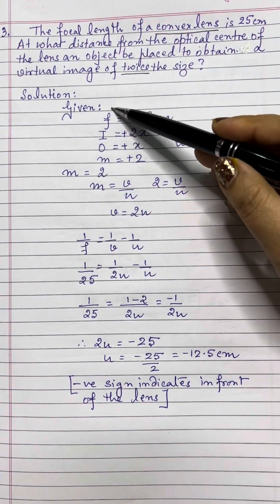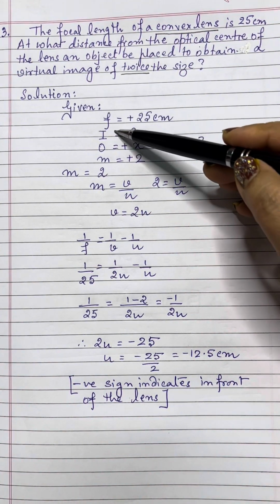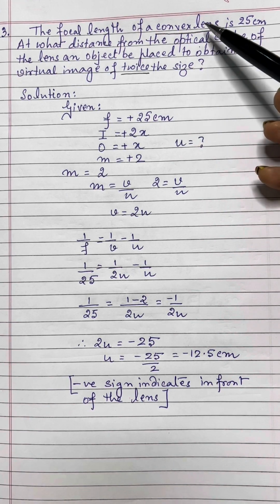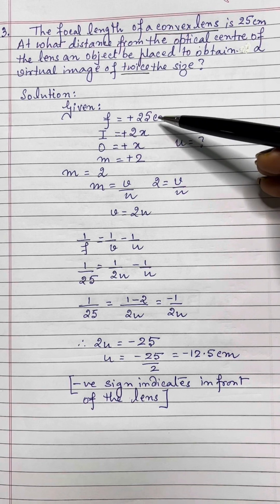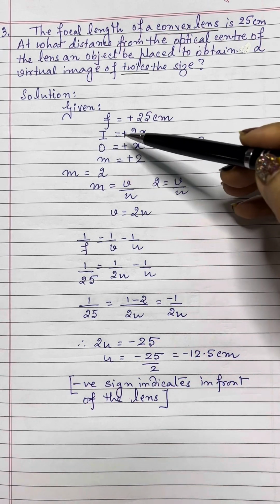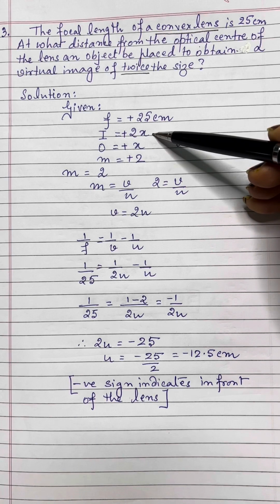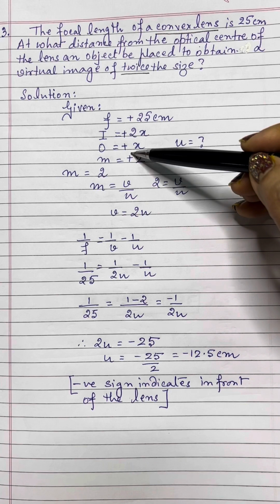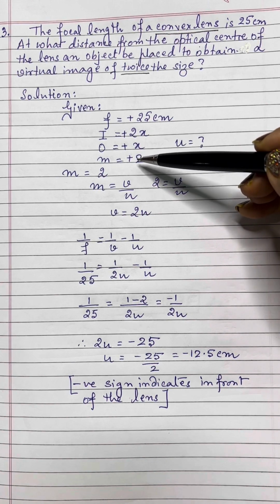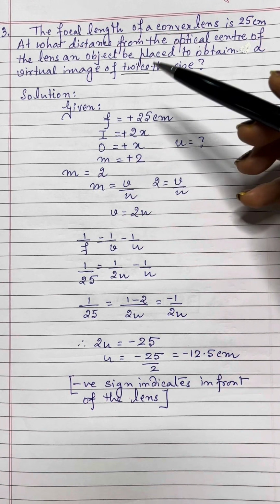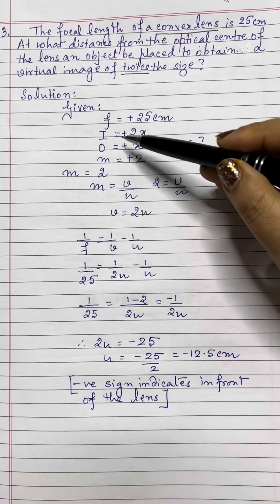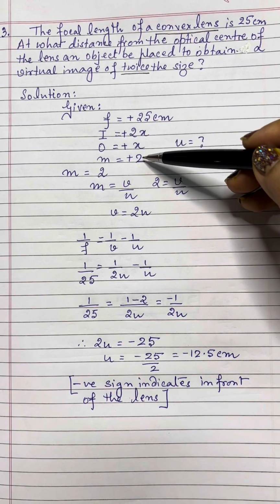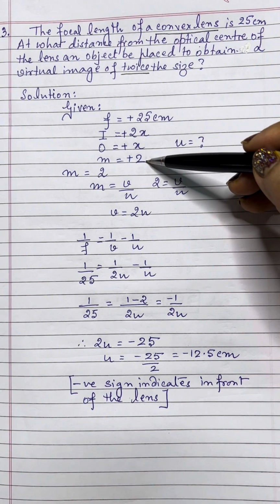So, let us see what are the things that are given to us. Focal length is given as plus 25 centimeter. Why plus 25? Because it is a convex lens, so it is plus 25 centimeter. I is given as plus 2x. Why is it given as plus 2x? Because it is a virtual image. O is plus x. Again, O, the size of the object, is always above the principal axis, so it is plus. I is plus because it is a virtual image, so again it is above the principal axis. So, the magnification is plus 2.